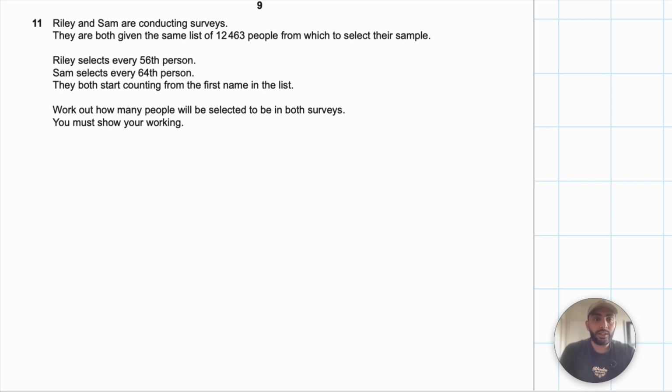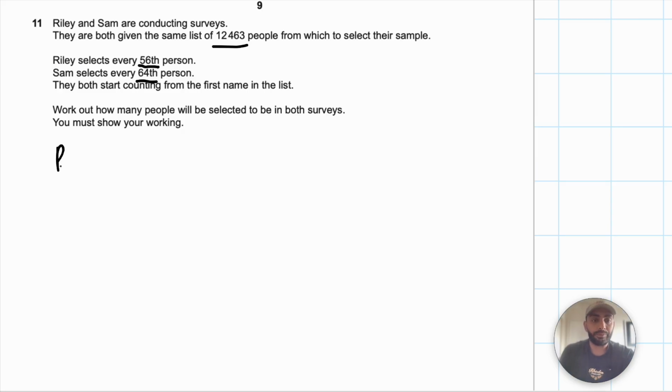Question 11. Riley and Sam are conducting surveys. They are both given the same list of 12,463 people from which to select their sample. Riley selects every 56th person. Sam selects every 64th person. They both start counting from the first name in the list. Work out how many people will be selected in both surveys. Show your working.